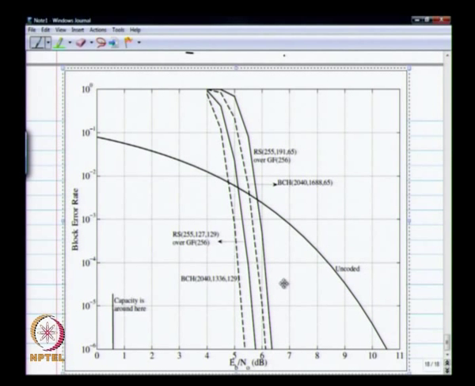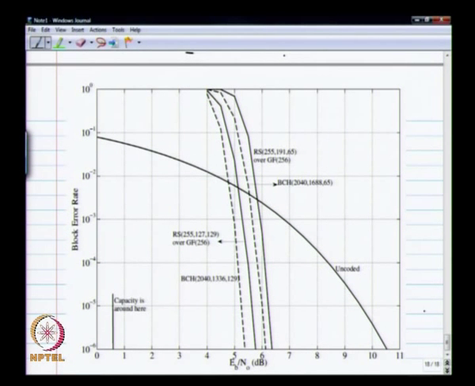So this is what happens for block error rate versus Eb over N naught for some BCH and Reed-Solomon codes. The solid line is the Reed-Solomon code, the dotted line is the BCH code, and this other curve is the uncoded picture. So what have I done here? I have used the same minimum distance for BCH and Reed-Solomon. This is over GF 256.